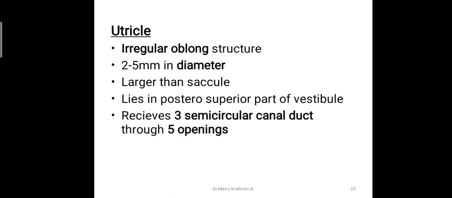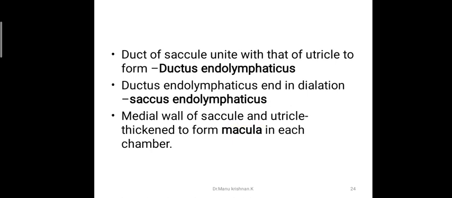And the utricle is irregular oblong in structure, and it is 2 to 5 millimeter in diameter, and it is larger than that of the saccule, and it receives 5 openings from 3 semicircular ducts. So the semicircular ducts you have seen, right? So there are 3 semicircular ducts which is having 5 openings, and that will be opening into the utricle.